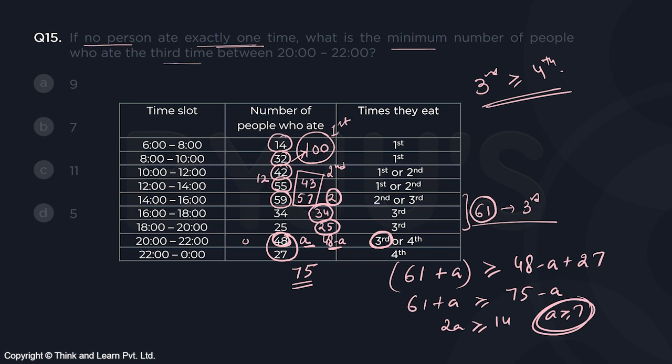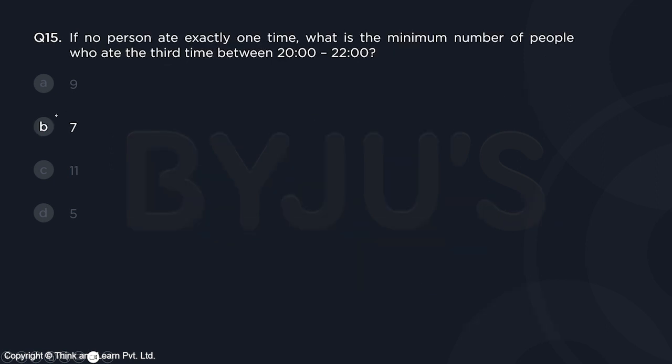That means minimum 7 people out of these 48, that means minimum 7 people in this time slot, must be eating for the third time. Therefore, my answer for this question is option B, that is equal to 7.